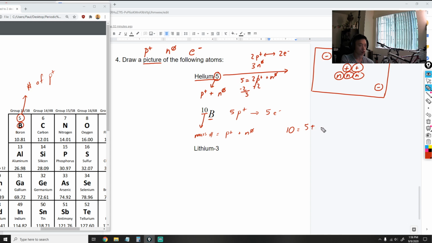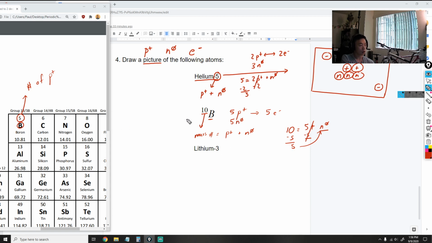Plus, we don't know the neutrons, so we're just going to write neutrons. We're going to get neutrons by itself, so we subtract 5 on both sides. 5 and 5 cancel out, so we do 10 minus 5 to give us 5 neutrons. So that means that 10B is going to have 5 neutrons. It's a very pretty problem because we have 5 protons, 5 neutrons, 5 electrons.